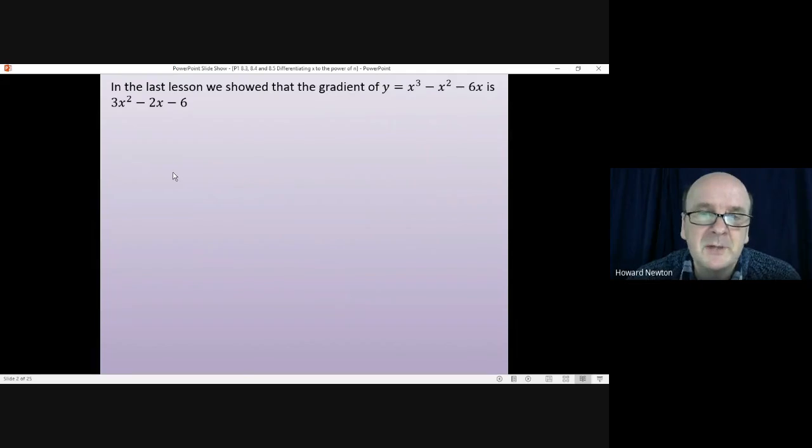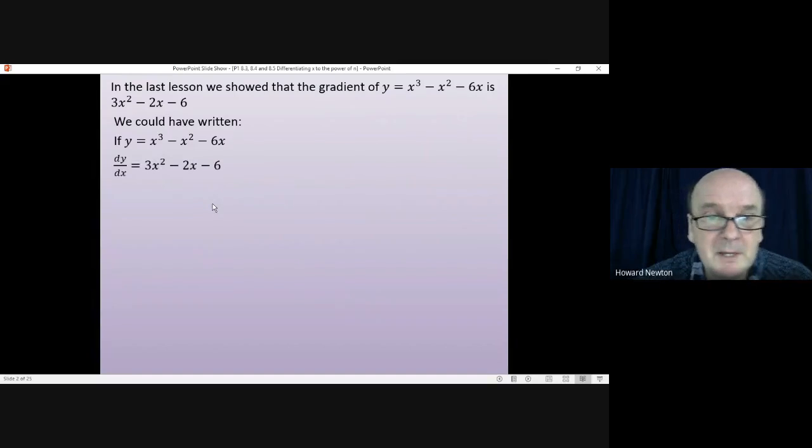We'll just have a look at some language to do with all of this. We could have written that if y is equal to that function, then dy by dx is equal to this. Now, dy by dx means differentiate the function y with respect to the variable x. And whenever you find dy by dx, you are finding the gradient of the curve. So if a question is ever asking you to find a gradient, dy by dx is what needs to be in the back of your mind. Dy by dx is the gradient.